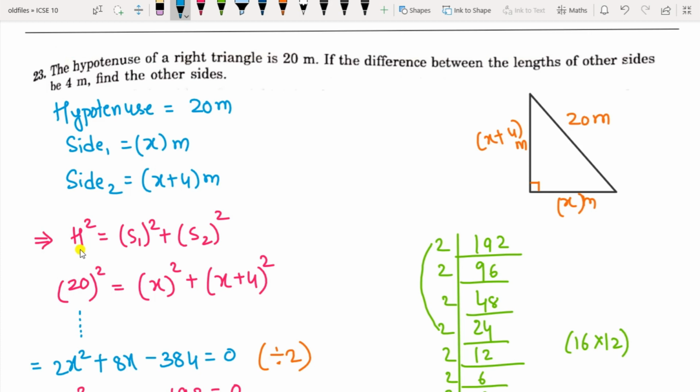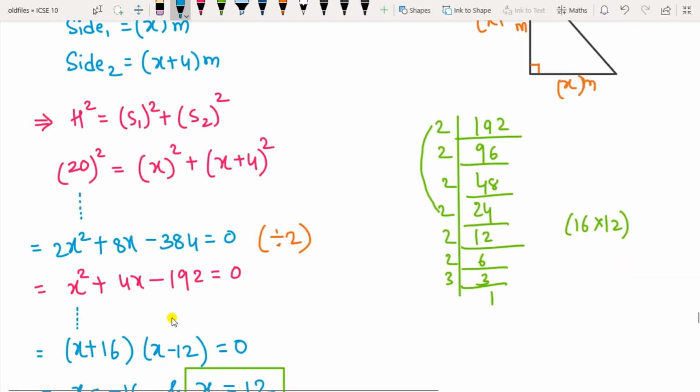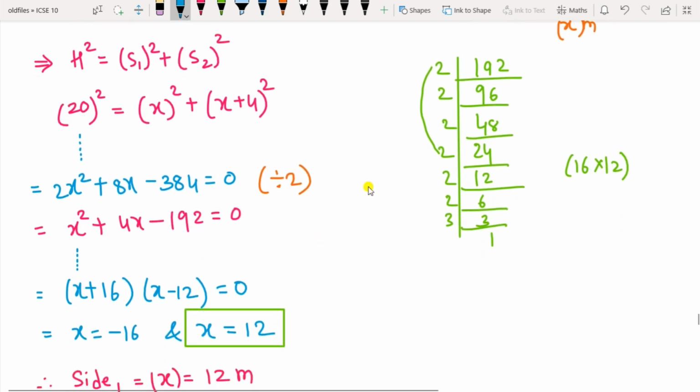So you have to write the formula for Pythagoras theorem, that is hypotenuse square equal to side 1 square plus side 2 square. So substitute the values for hypotenuse as 20, s1 is x, s2 is x plus 4. Now this is a plus b square, open the bracket, bring the like terms together, all the terms to one side, and you get this quadratic equation as x square plus 4x minus 192 equal to 0. These are its factors here. If you don't know, you can find the LCM and solve it.